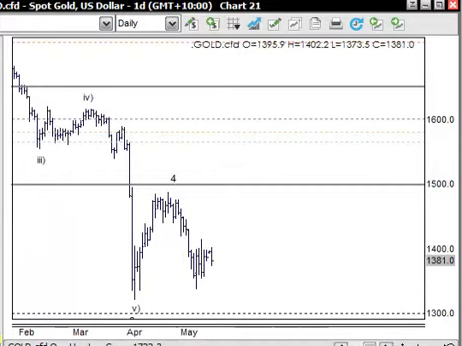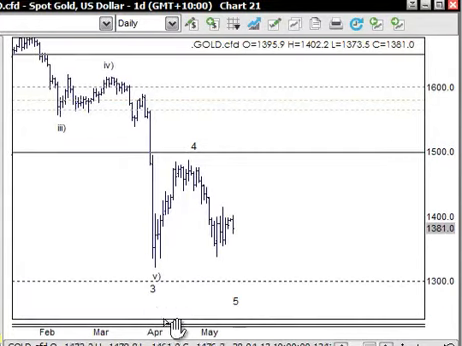The precious metals, and looking at gold here, as you know, it's just always good to start from the bigger picture now and again to get the bearing.